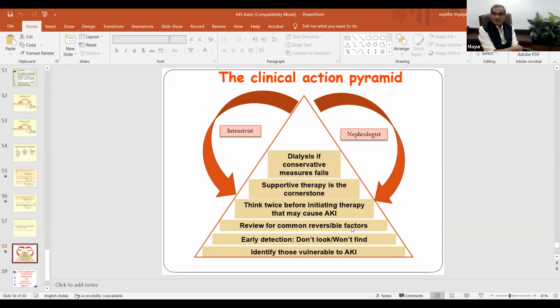Then review for the most common reversible factors. So volume status is critical. You don't want the child to be underhydrated or overhydrated. So in addition to central venous pressure monitoring, IVC collapsibility index and so on, and various other methods, assess the volume status.